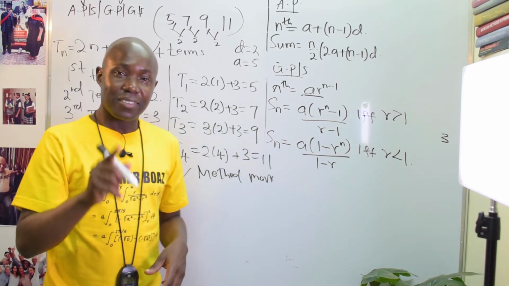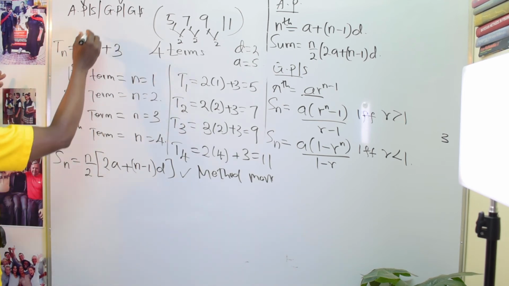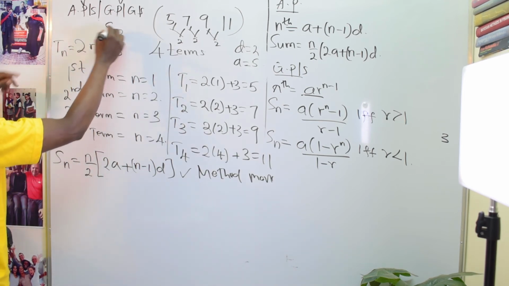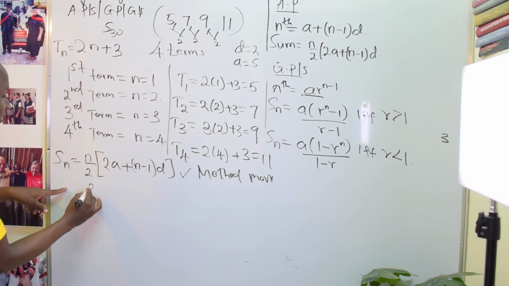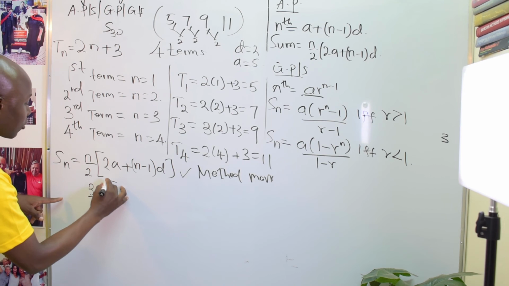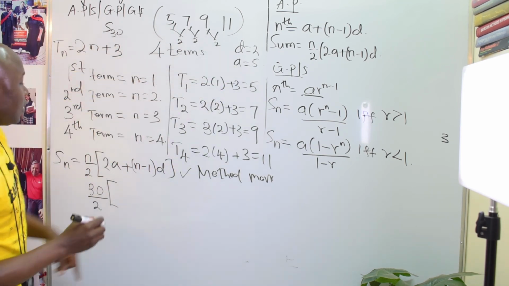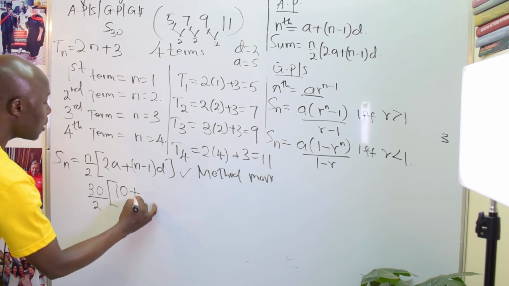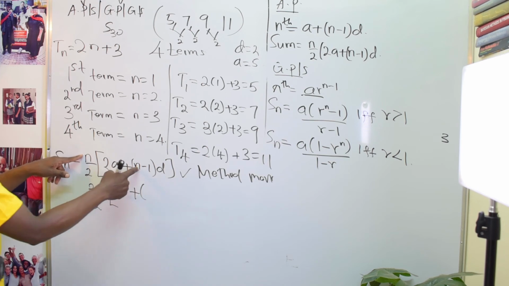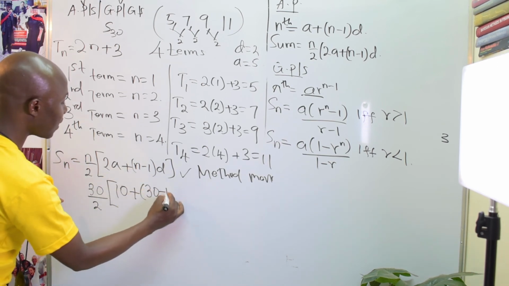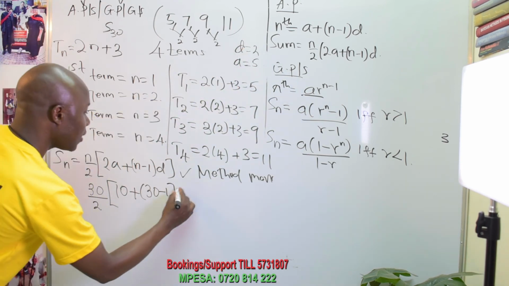Are we okay? So what you are supposed to do is, if they ask you to find the sum of the first 30 terms, maybe S30. Now my n becomes 30. So I put 30 over 2 times twice A. Remember my first term here was 5, so we double that, we get 10, plus n minus 1. If the first 30 terms, n is 30, so we take 30 minus 1 into D. Our common difference was supposed to be 2.